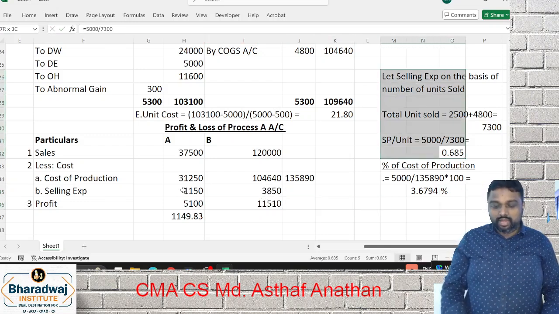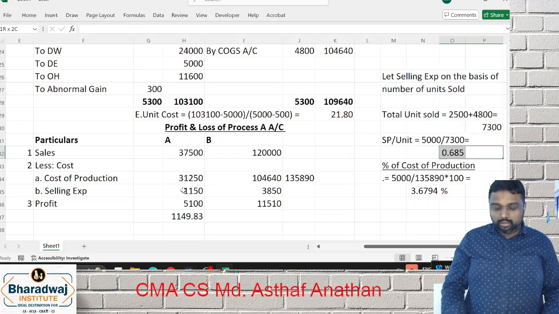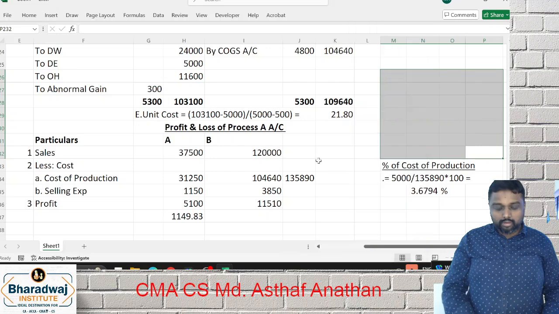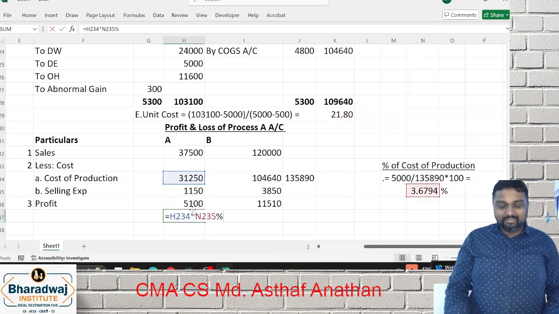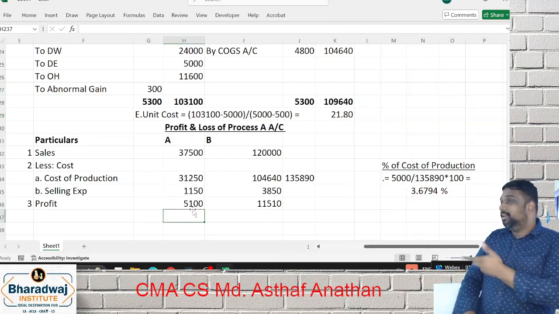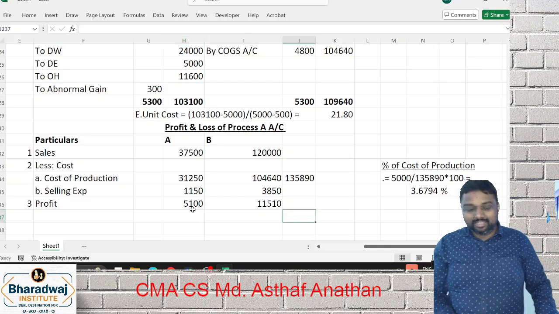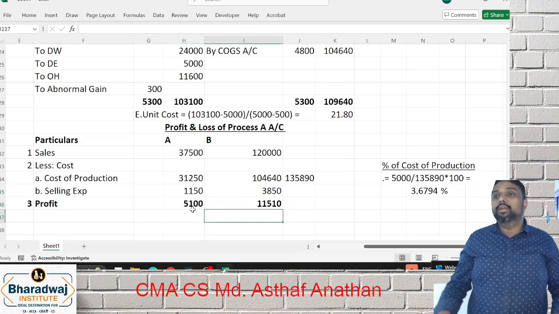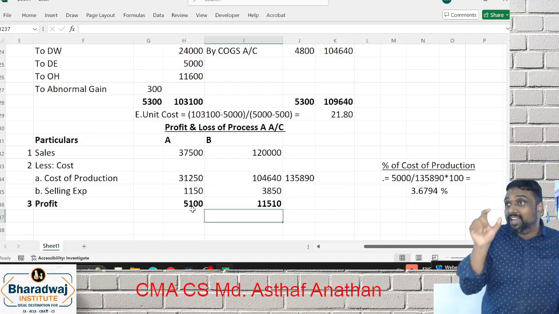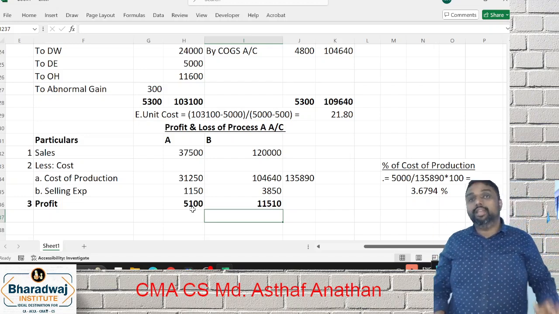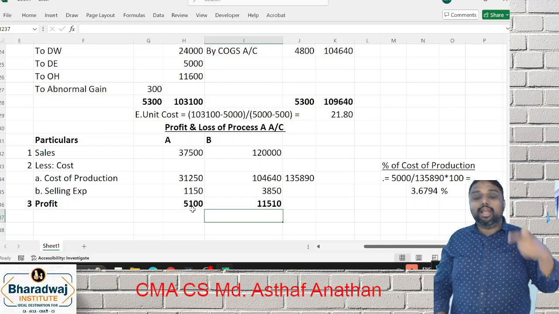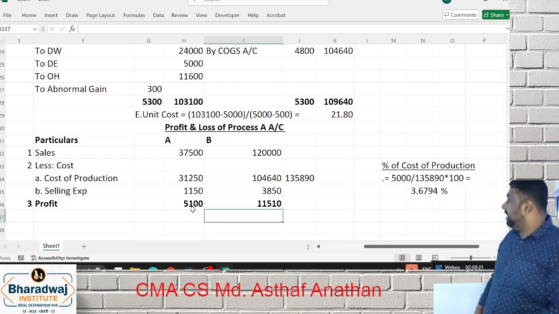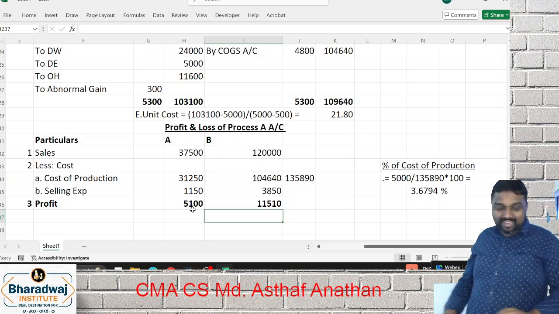So anyway, we are able to do it. Either of the methods is correct. I have done both methods for you, and since the second method gives a slightly rounder number, I gave the second method answer on the board. Hope you are clear. Why did we do both methods? Because the selling expense recovery rate is not given. We can do it on the basis of units or as a percentage of cost of production. So 5,000 by 1,35,890, you will get this percentage. So this is the profit.